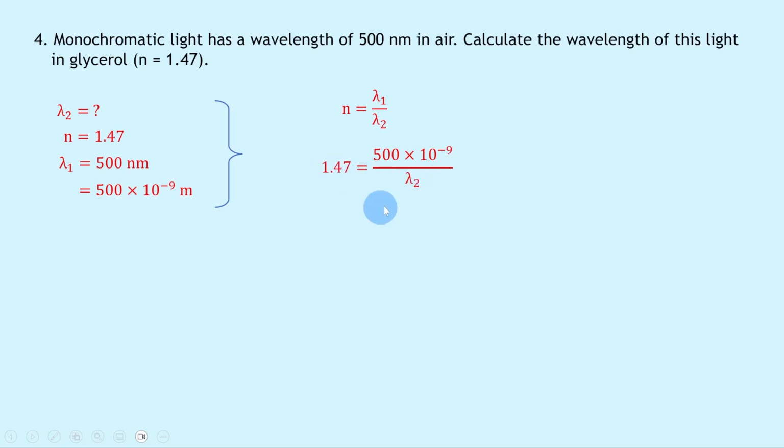So if we do that, we get lambda 2 equals 500 times 10 to the minus 9 divided by 1.47. And putting that into your calculator should give you an answer of 3.40 times 10 to the minus 7 meters. Or that's the same, remember, as 340 nanometers.